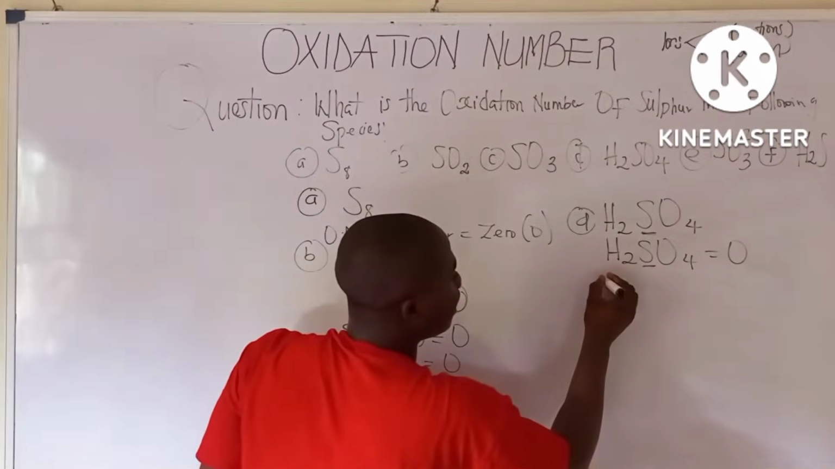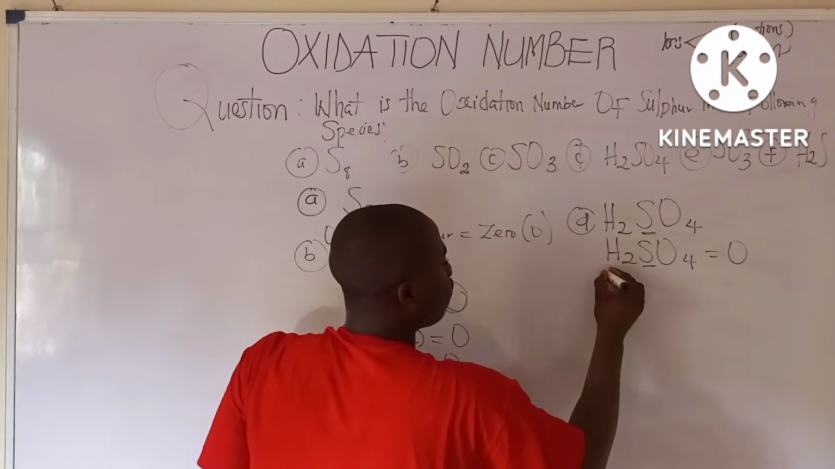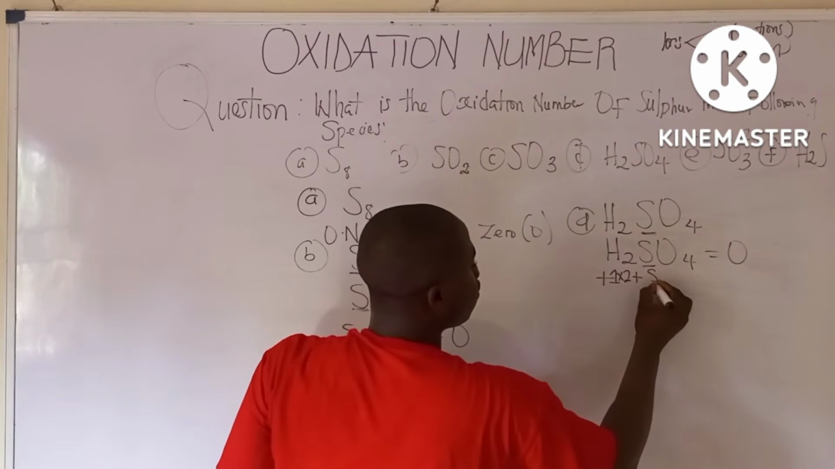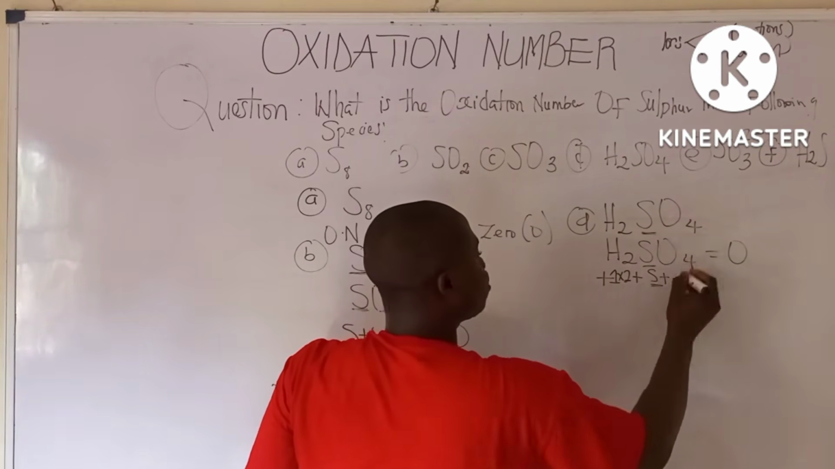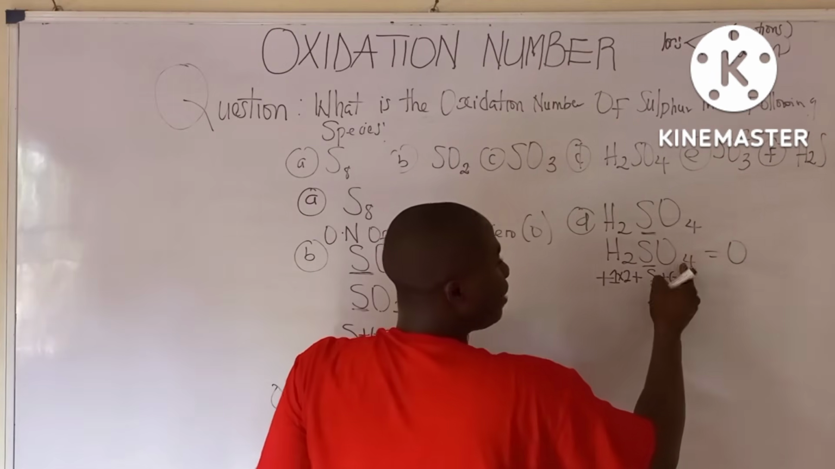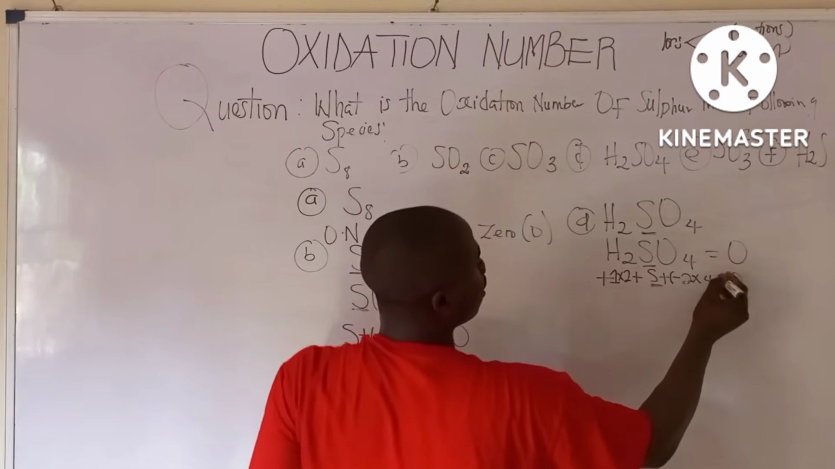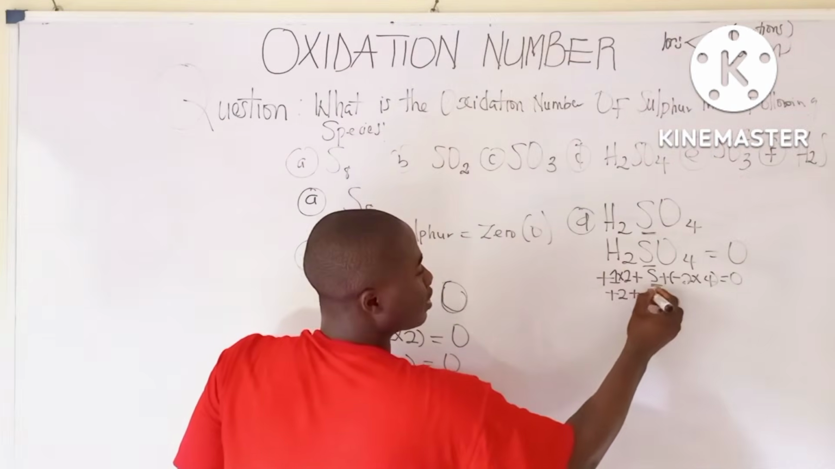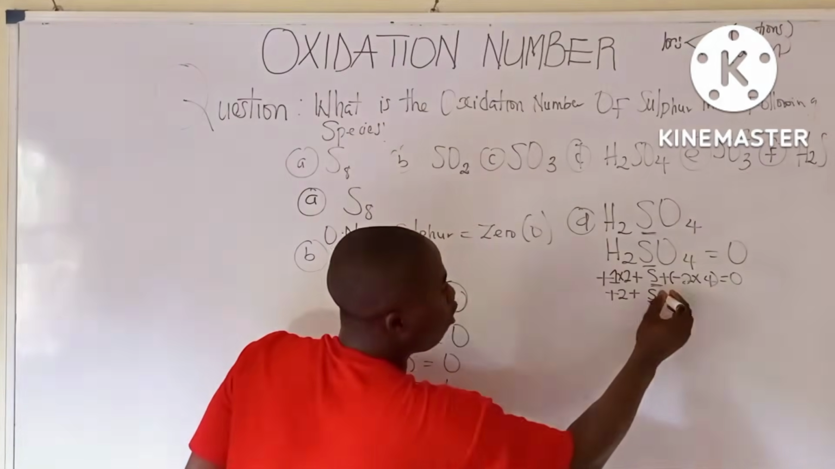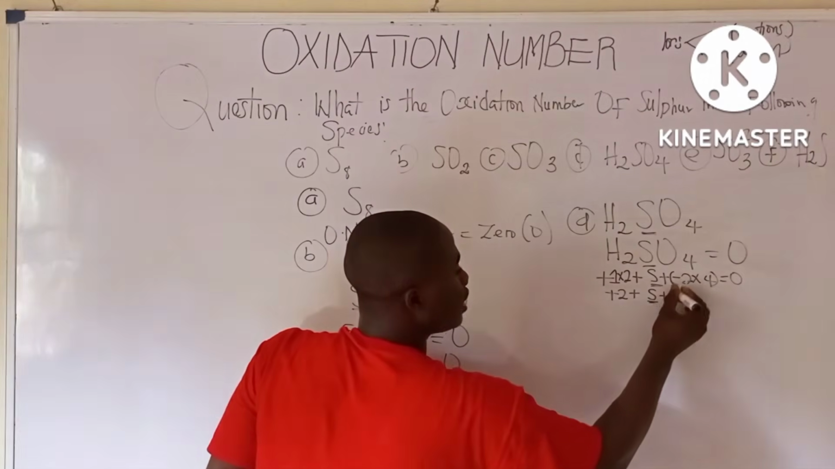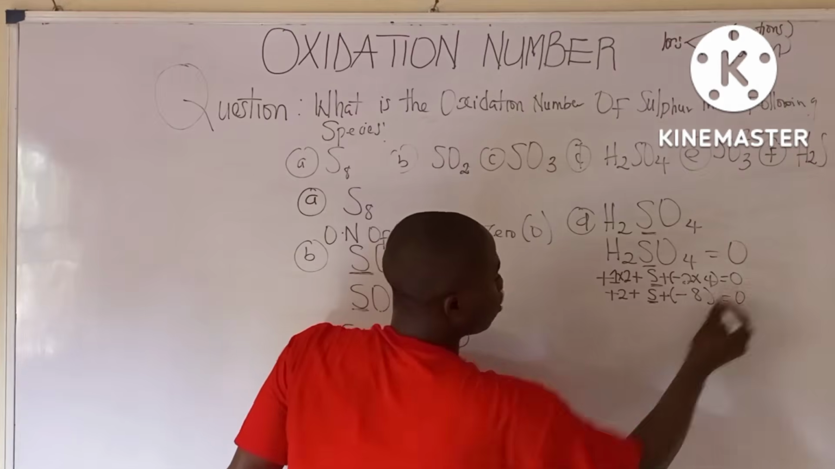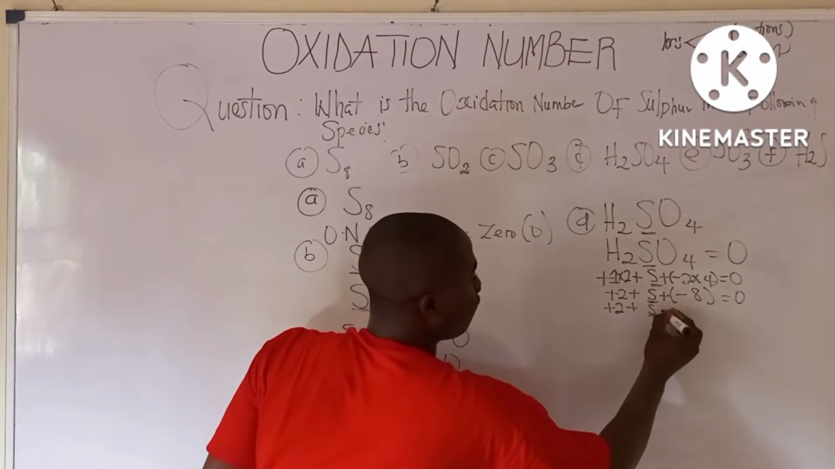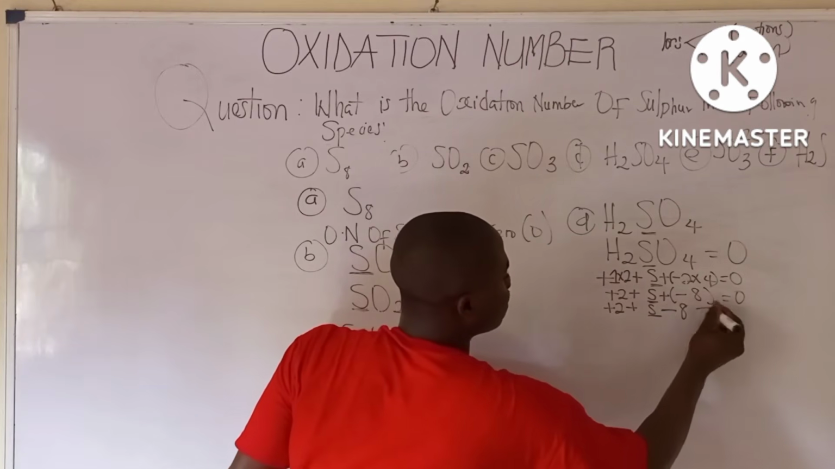After doing that, we simply start inputting our oxidation numbers. For hydrogen, which is +1, how many atoms of hydrogen? 2, so times 2, plus sulfur, which we are looking for, plus oxygen in most compounds -2 with your bracket, and how many atoms? Times 4 is equal to 0. So next will now be +1 times 2, that's +2, plus S, which is sulfur we are looking for. Now, -2 times 4 is -8. Close your bracket. So +2 plus S, plus -8, is equal to 0.